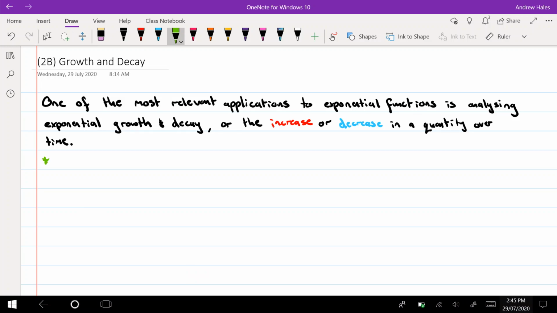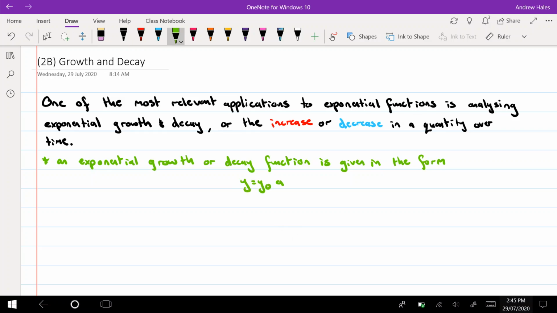So just like with our exponential functions, an exponential growth or decay function is given in the form y equals y naught a to the x. Now your y naught, that's your original amount. And then a determines whether it's an exponential growth or an exponential decay.